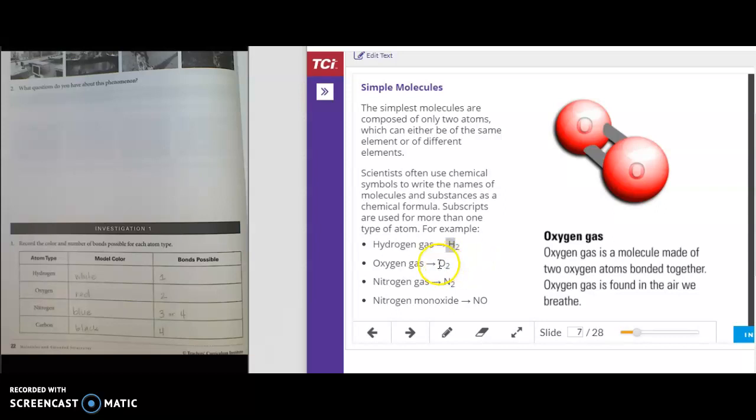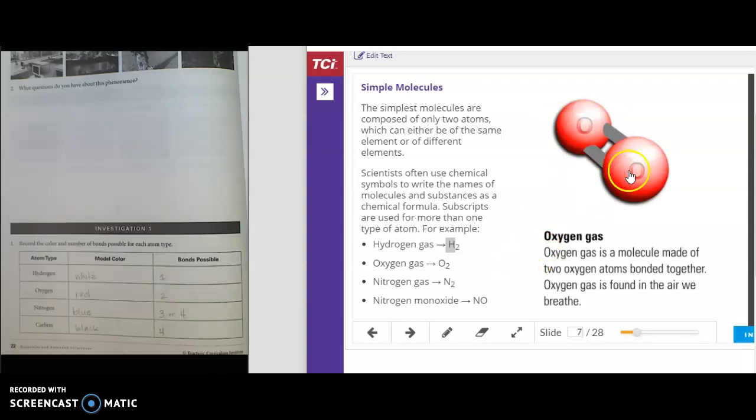So we have the capital O because that's the chemical symbol for oxygen. And then we have that subscript right after the O, and that's telling us that there are 2 oxygens bonded together in a molecule of oxygen gas. And you can actually see that up here, right? I have 2 oxygen atoms and they're bonded together.